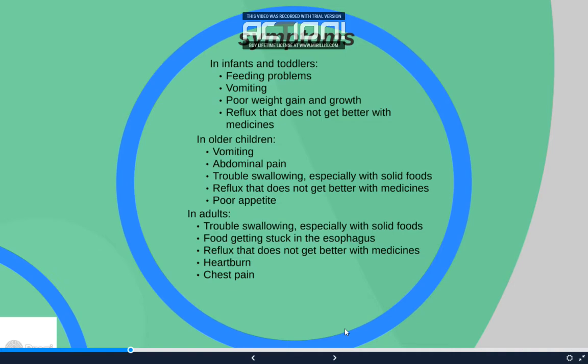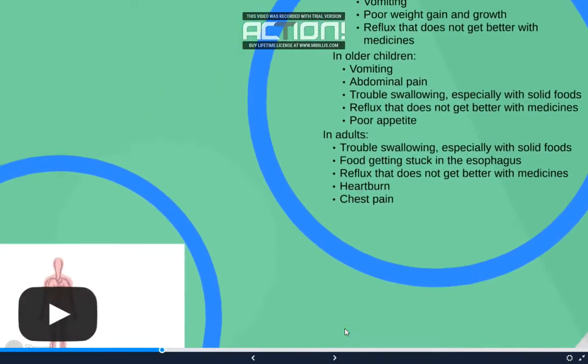Symptoms in infants and toddlers: feeding problems, vomiting, poor weight gain and growth, reflux that does not get better with medicine. In older children: vomiting, abdominal pain, trouble swallowing, especially with solid food, reflux that does not get better with medicine, poor appetite. In adults: trouble swallowing, especially with solid food, food getting stuck in the esophagus, reflux that does not get better with medicine, heartburn, chest pain.